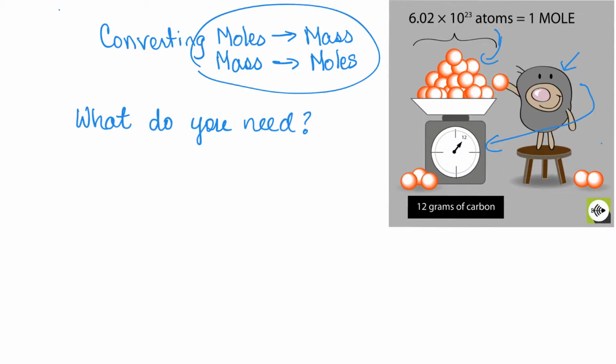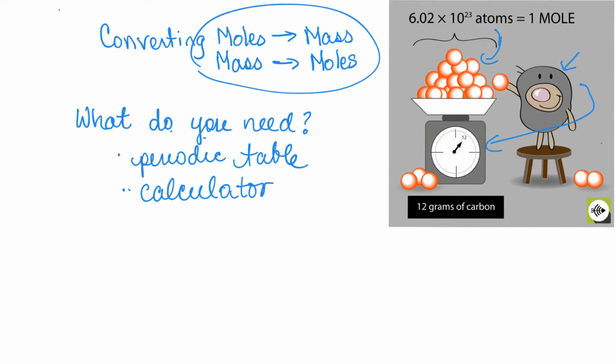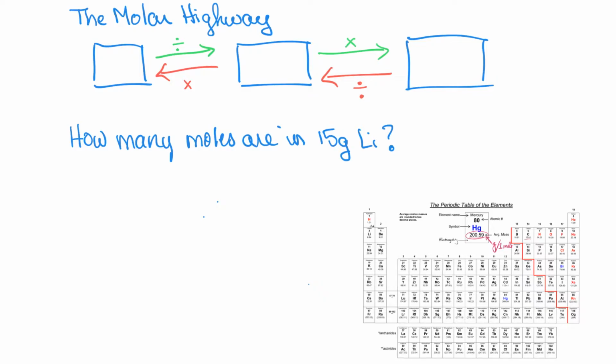So when it comes to this section, what you need is your periodic table, and what you're also going to need is a calculator. So make sure you have those handy when you are doing these problems. Now on this slide, notice I do have my calculator, and I have up here something called the molar highway. And so this is something that you could have as part of your notes to help you keep track as to where is the problem. What is it that it's asking for, and where is it that you're going?